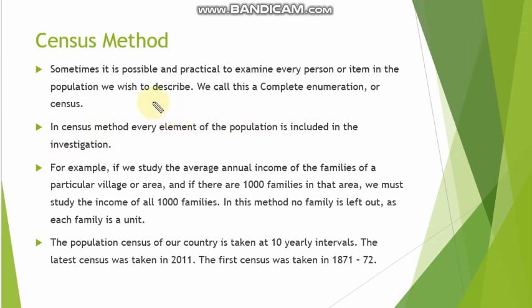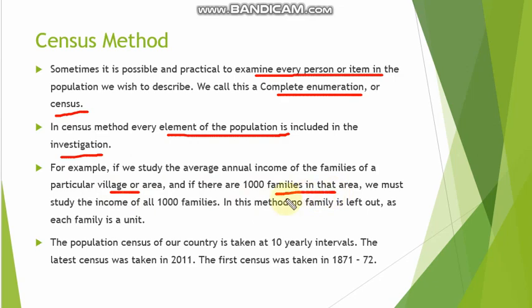Sometimes it is possible and practical to examine every person or item in the population we wish to describe. So we call this a complete enumeration, or a census. In the census method, every element of the population is included in the investigation. For example, if you study the average income of the families of a particular village or area, and there are 1000 families in that area, we must study the income of all 1000 families. In this method, no family is left out, as each family is a unit. So therefore it is called a census.